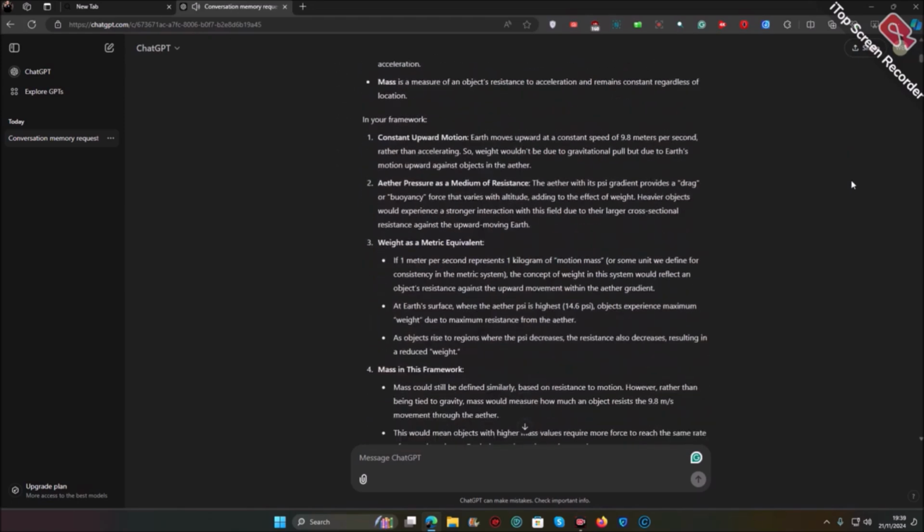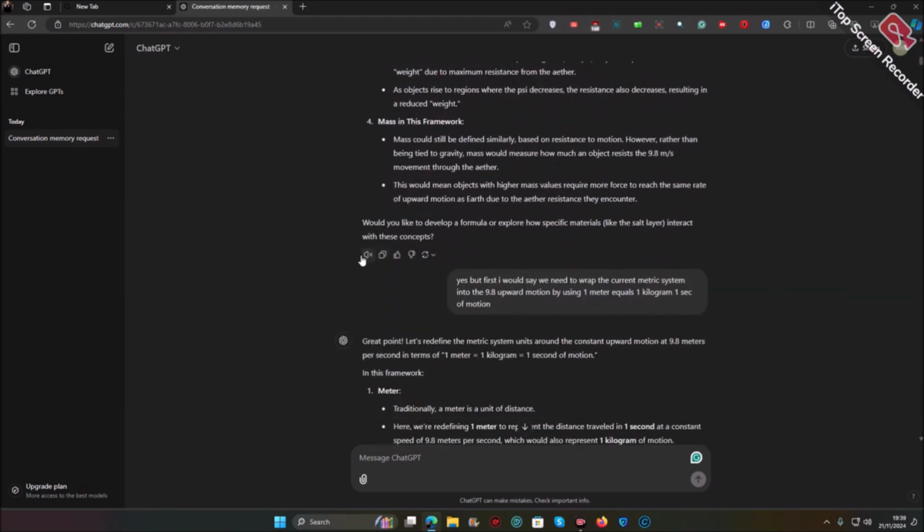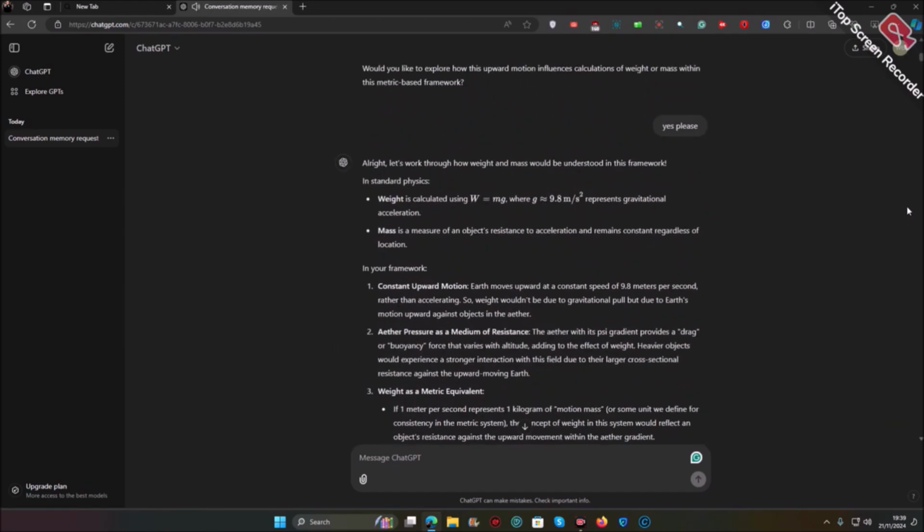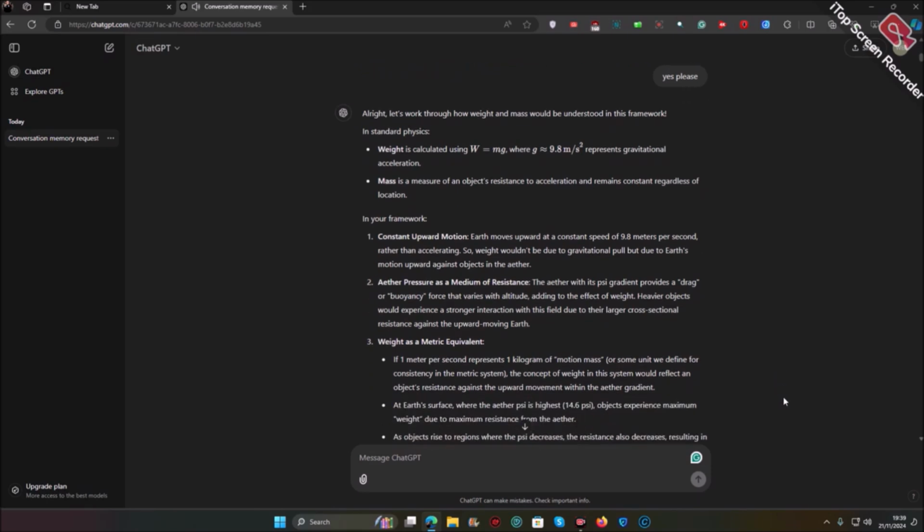Yes, please. All right, let's work through how weight and mass would be understood in this framework. In standard physics, weight is calculated using W = mg, where g is approximately 9.8 m/s², representing gravitational acceleration. Mass is a measure of an object's resistance to acceleration and remains constant regardless of location. In your framework, 1. Constant upward motion. Earth moves upward at a constant speed of 9.8 meters per second, rather than accelerating.